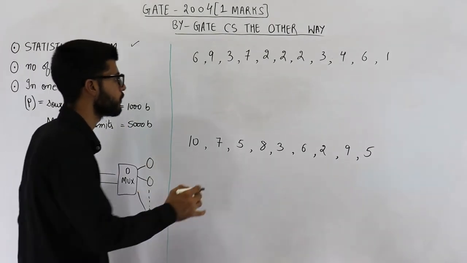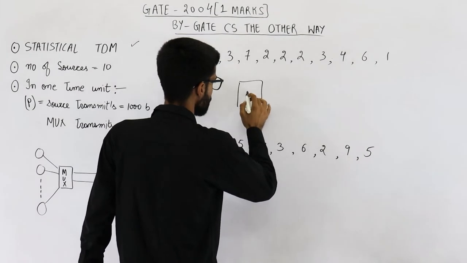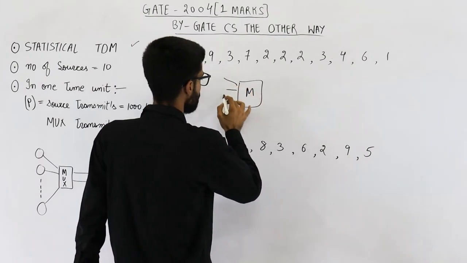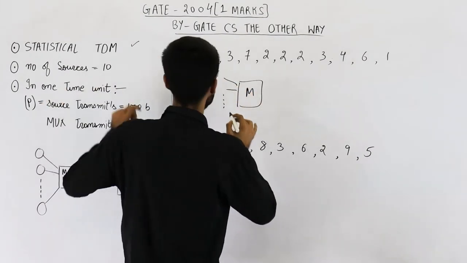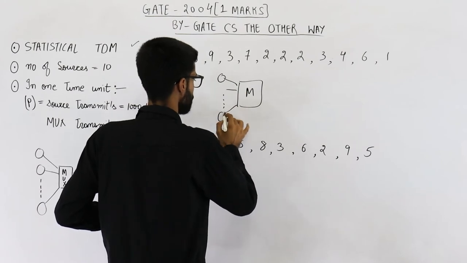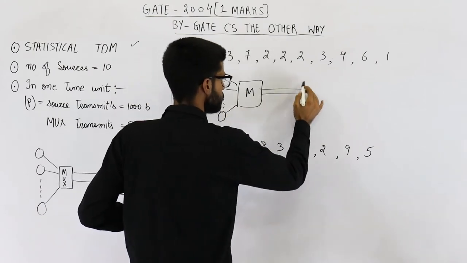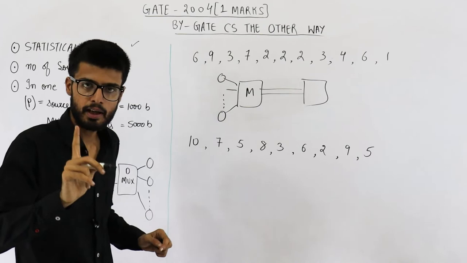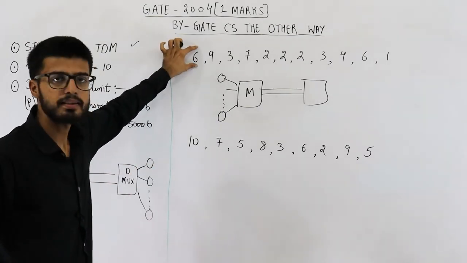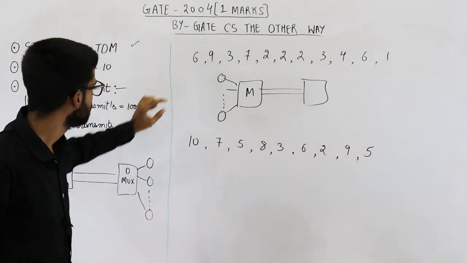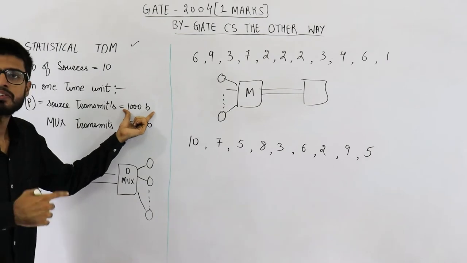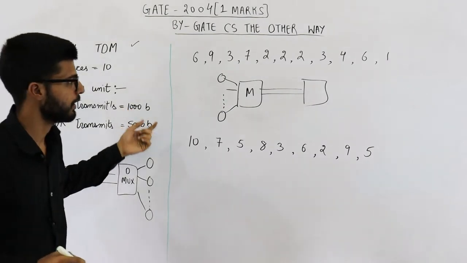Okay. Have a look. What I'm trying to say is, this is the mux. You have some 10 sources connected to it. Okay. They are saying in the first time unit, 6 sources want to send data. So it will be a total of 6000 bits or 6 packets.